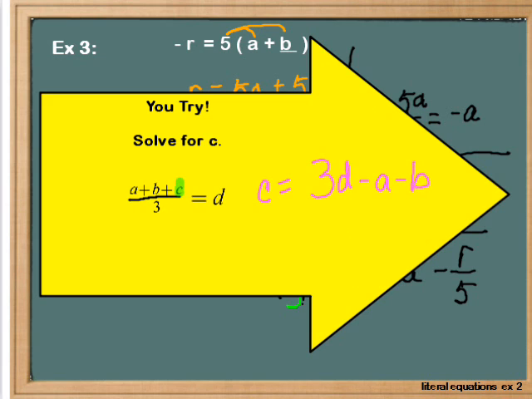So how'd you do with that you try? Did you get c equals 3d minus a minus b?